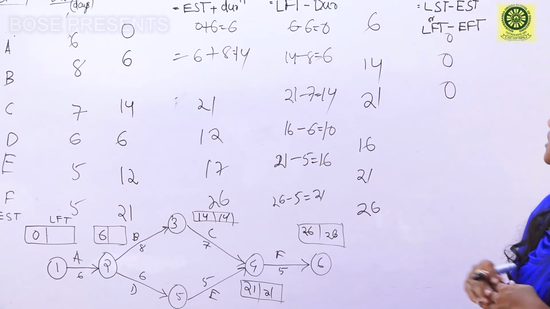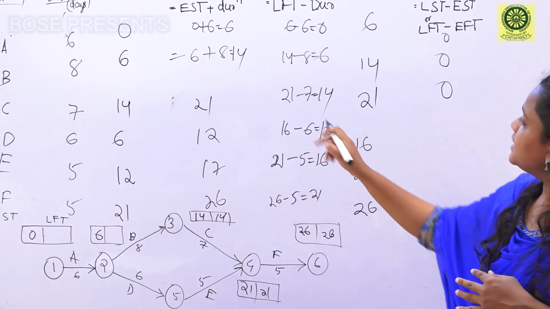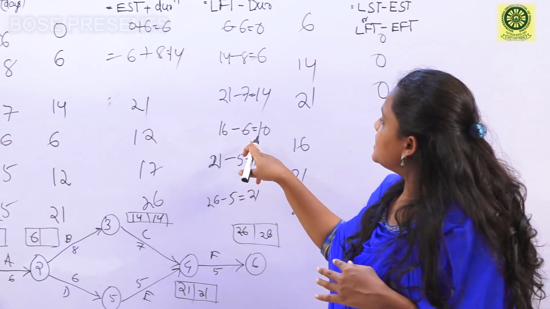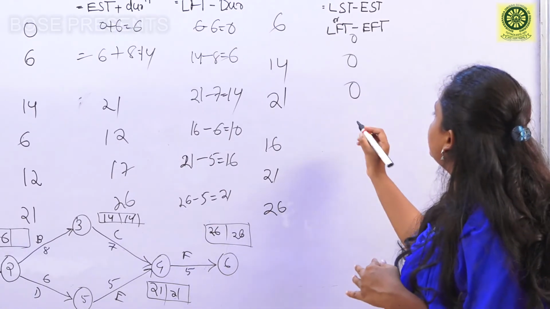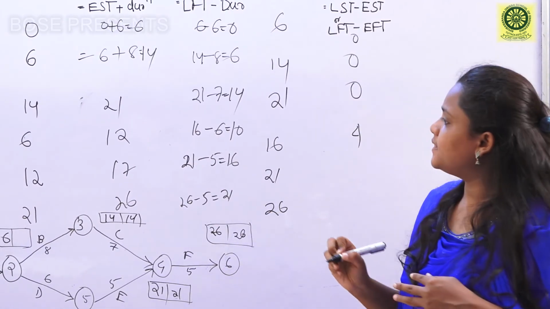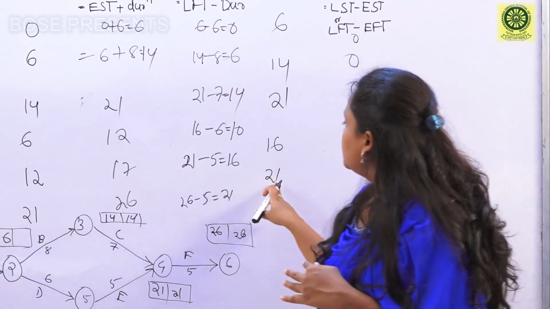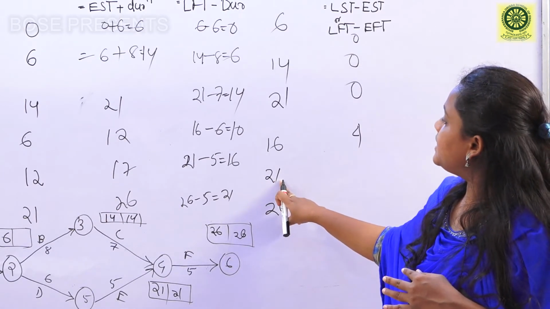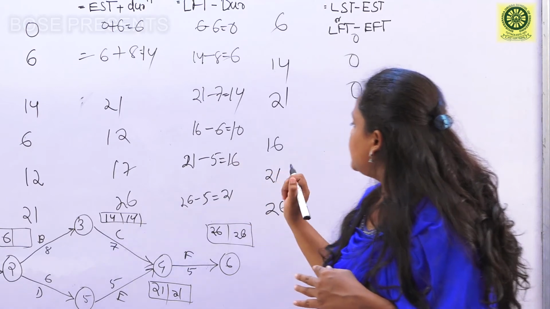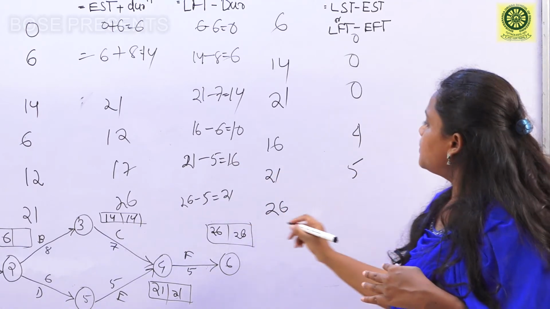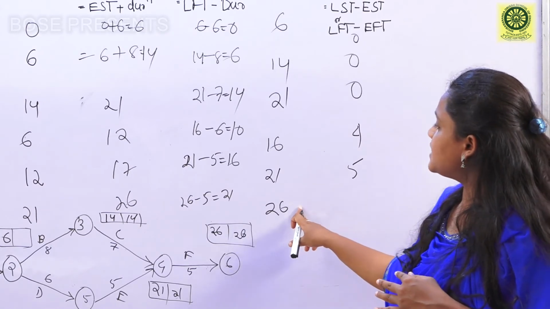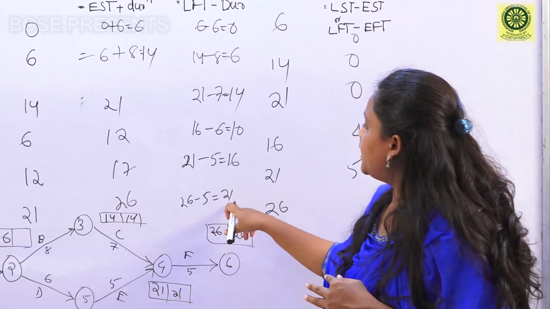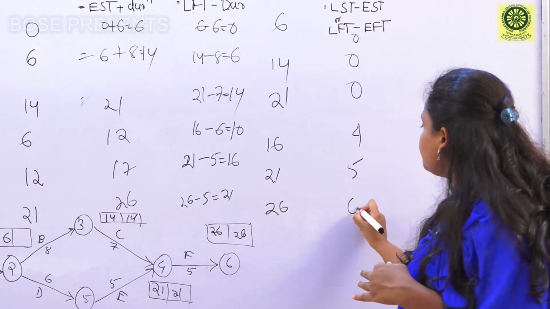For activity D, LST is 10, so 10 minus 6, that is 4. Then for activity E, LFT minus EFT is 21 minus 16, that is 5. For activity F, the float is 26 minus 26 or 21 minus 21, that is 0.